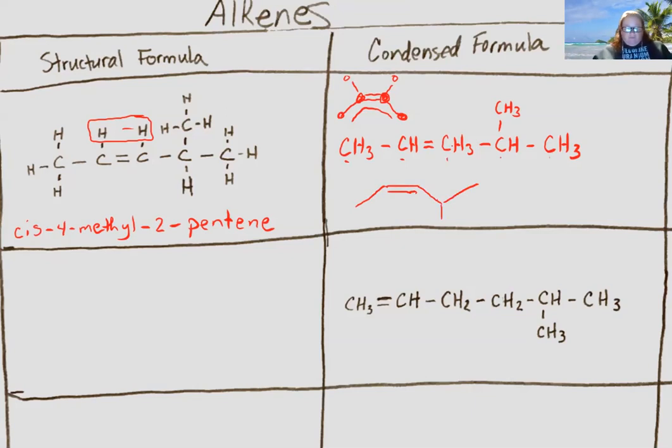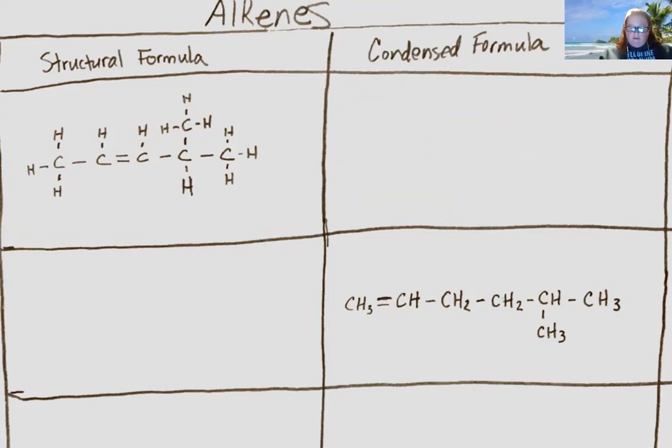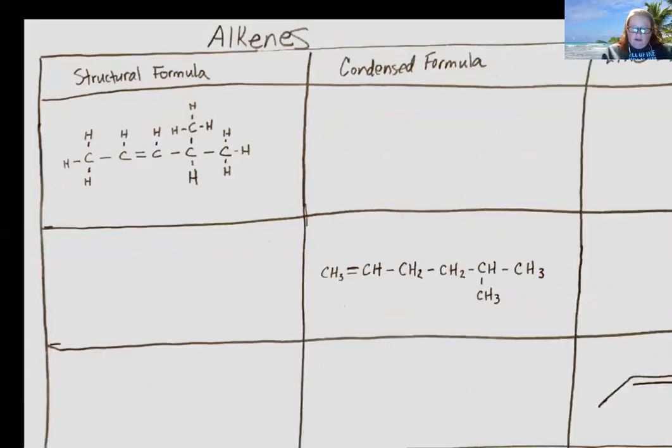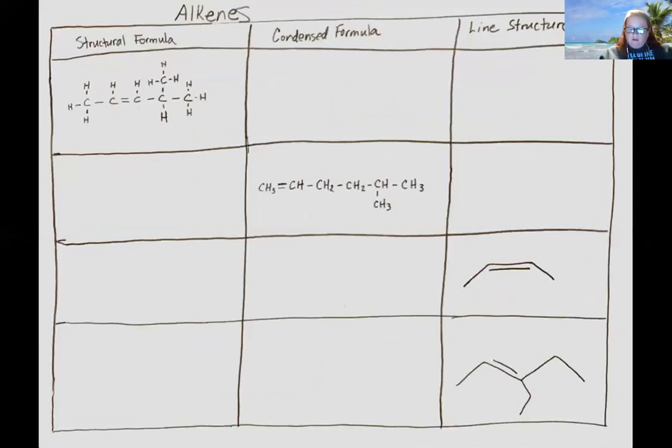So these aren't quite as easy as the alkanes, but the more you do it, the more that you'll get the hang of it. So you can see one of the things that I did here. I have to activate my pen again. You can see that this is going to be a cis structure because it's like that.